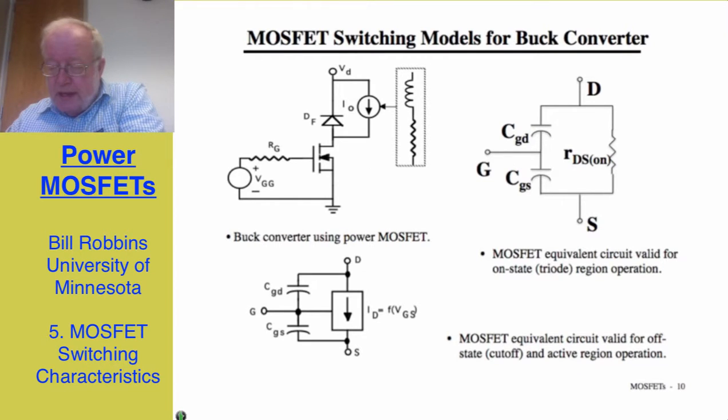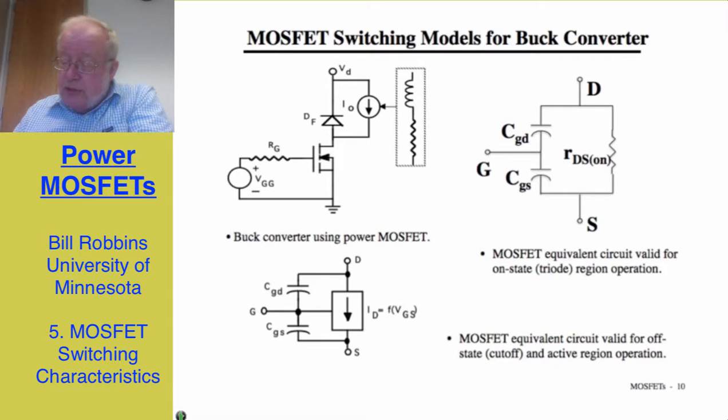We have the freewheeling diode that connects the drain to the DC power supply, and in parallel with that is a constant current source that represents our load current. We're going to be representing the MOSFET by an equivalent circuit. Either in cutoff or the active region, the equivalent circuit is composed of a dependent current source activated by the gate to source voltage.